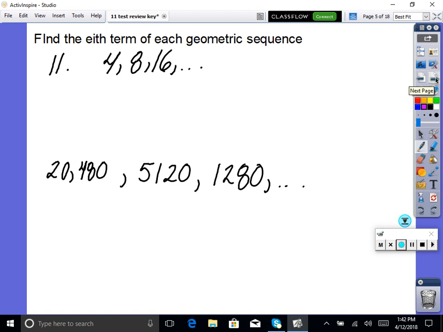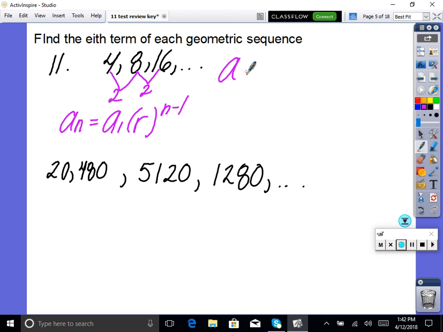It says find the 8th term of each geometric sequence on number 11. So we want the 8th term. And you're going to want to use a formula. So this divided by this is 2. This divided by this is 2. It's geometric. A sub n is equal to a sub 1 times r raised to the n minus 1. Plug in everything you know.